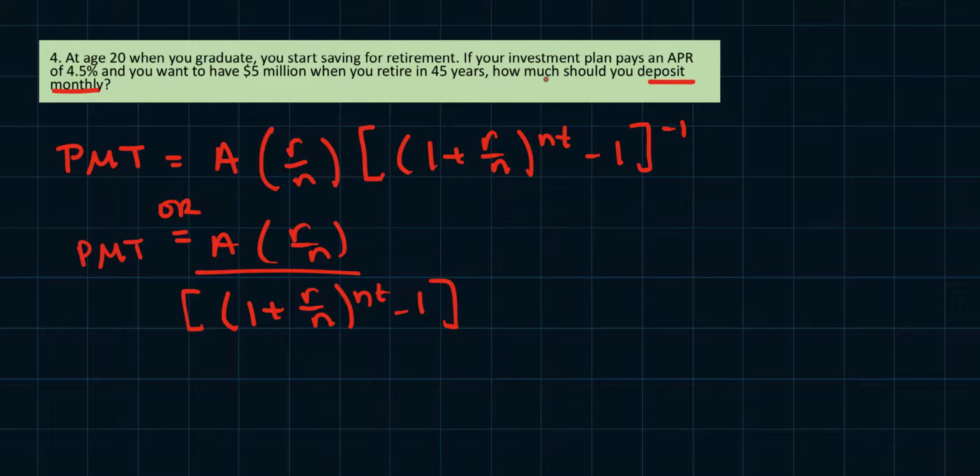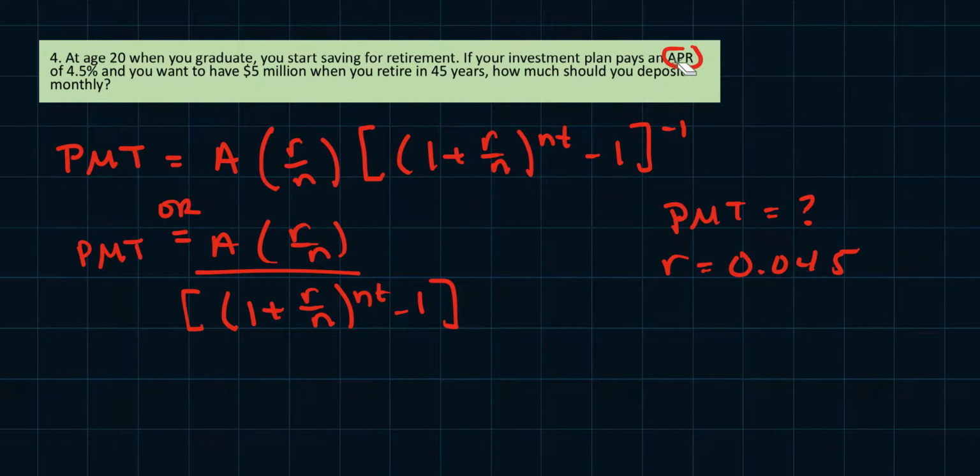Okay. So we want to know how much we should deposit monthly. So that means, what is payment? What are the pieces we know? We know that we have an APR of 4.5%, so our R is 0.045.